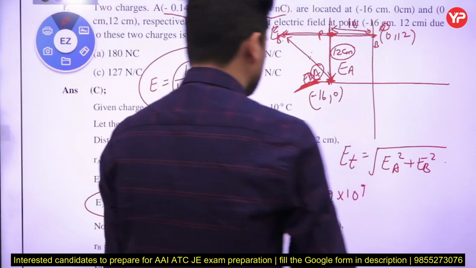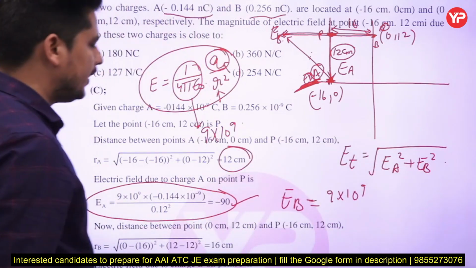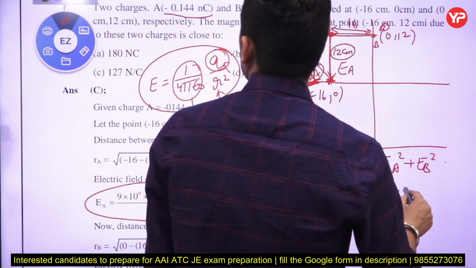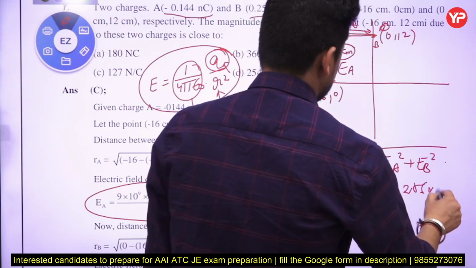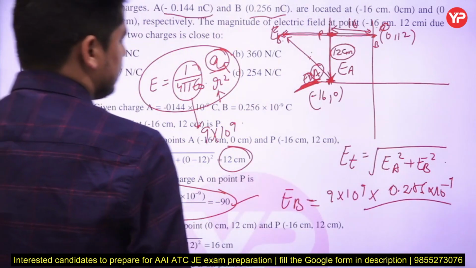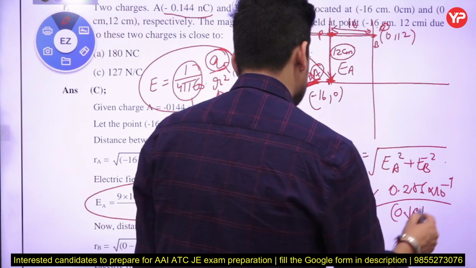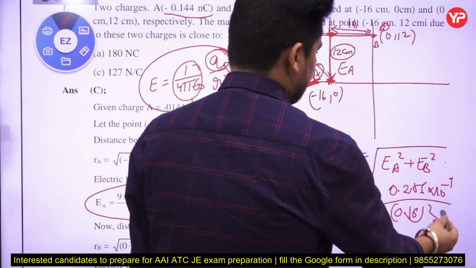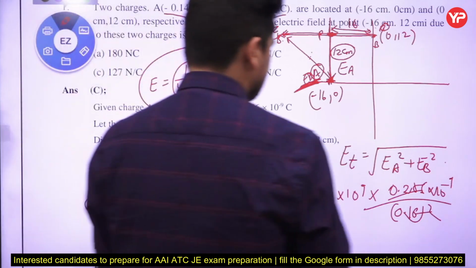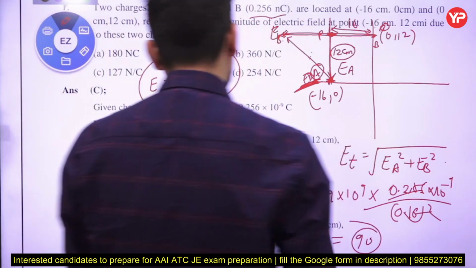I am calculating only magnitude, and then I plug in the values here and I will get the final answer. So that is going to be 0.2 256 nano, nano means 10 raised to power minus 9, divided by r squared, where r is the distance 16 cm. If I convert it into meters, that is 0.16 whole squared, and you solve this, this will cancel, and you will get that again 90. So one is minus 90, other one is 90.